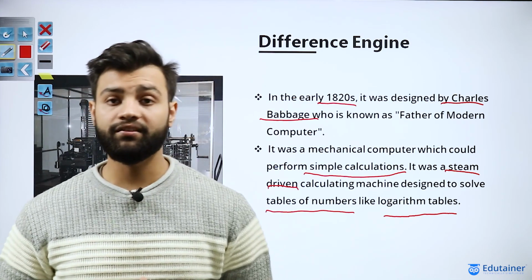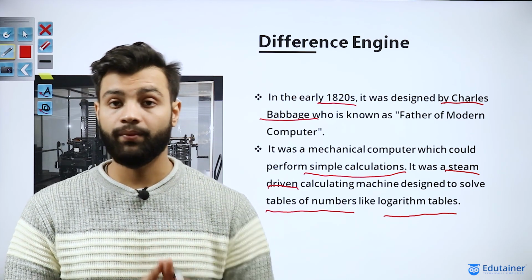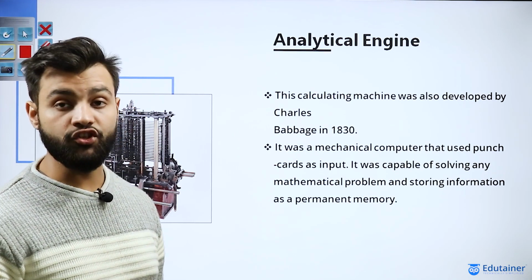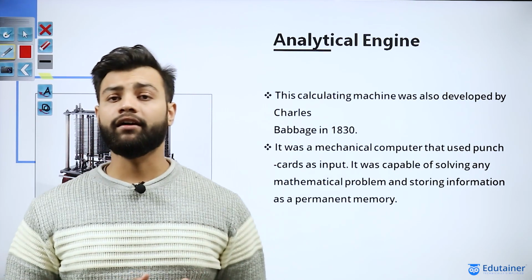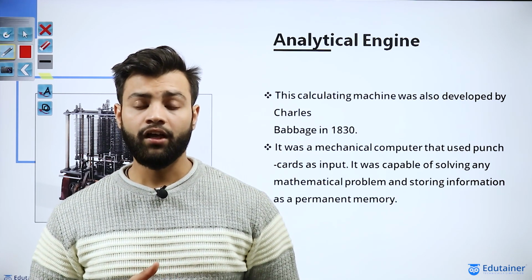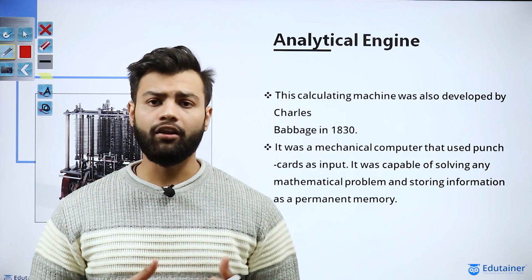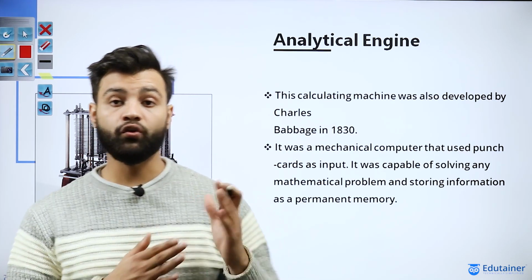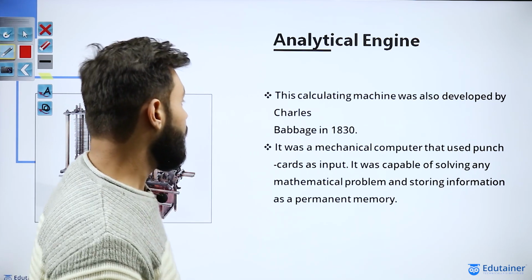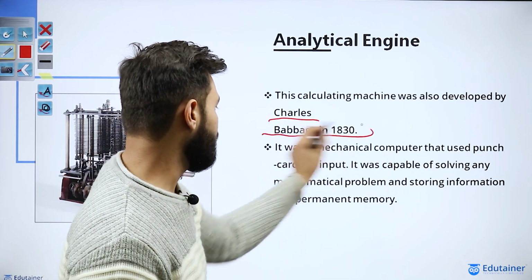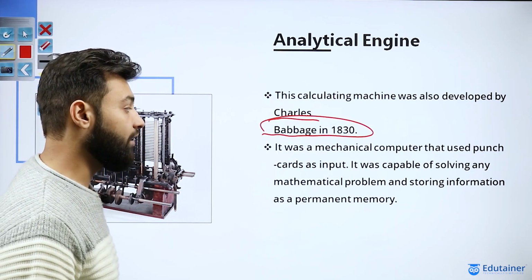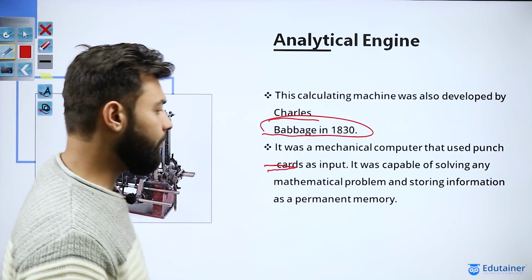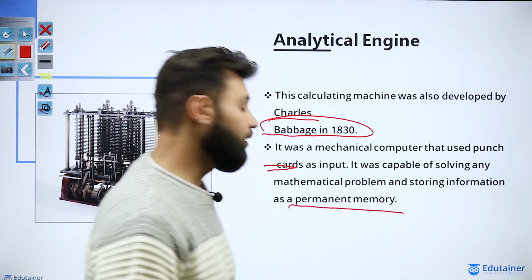Now we will be moving to the next machine, which he completed. That machine is known as the analytic engine. While he was working on the difference engine, when his funds got over, he started to design a new thing, the analytic engine. It was also developed by Charles Babbage in 1830. It was a mechanical computer that used punch cards as input, and it was capable of solving any mathematical problem and storing information as a permanent memory.